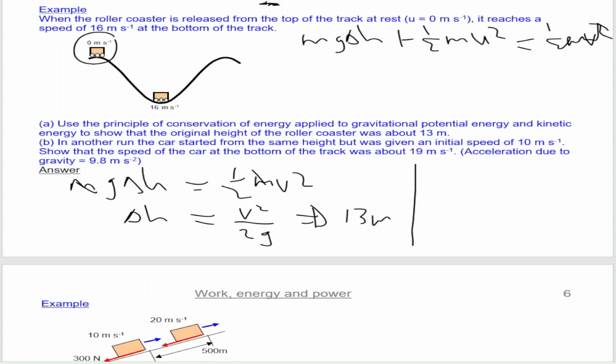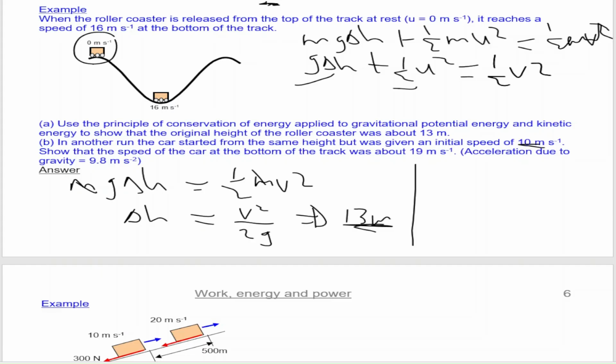Again, the m's cancel out, and then you have g delta h plus half u squared is equal to half v squared. We already know that our h is 13 meters, so you're just saying that g delta h is 9.8 times 13 plus half times 10 squared, because you're told the u is 10 here. So if you do the maths there, please verify this. You should get, in fact, they said show that it's going to be 19 meters per second. It's going to be 18.86, which is rounded up to 19 meters per second.